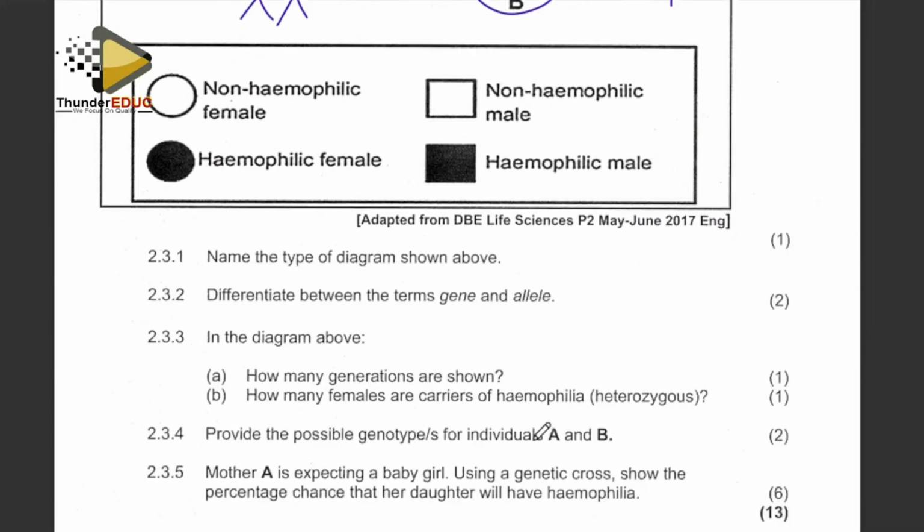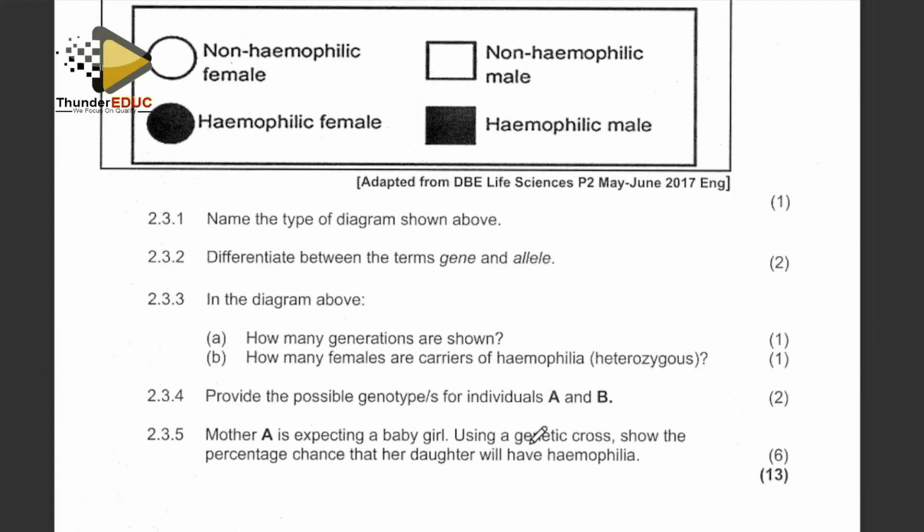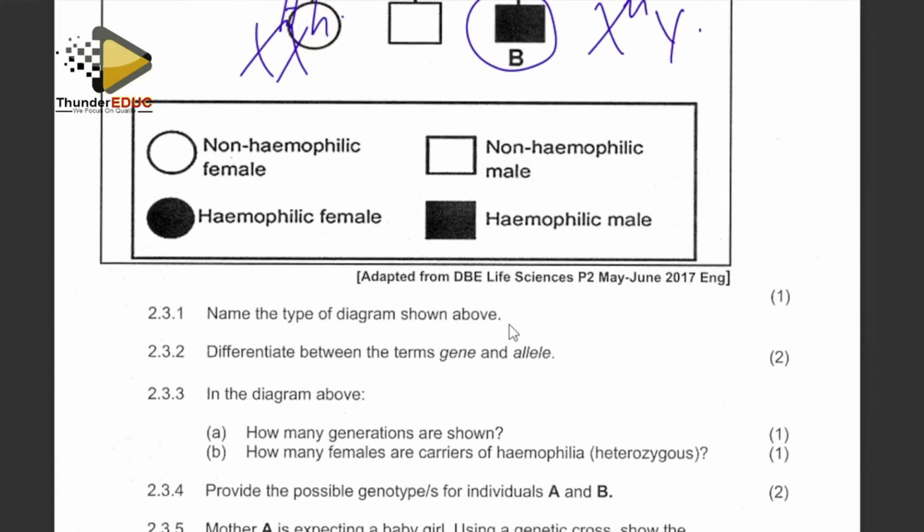All right. They're saying name the type of diagram represented above. We call it what? Pedigree. Differentiate between the term gene and allele. These things, they look the same, but they are different. So a gene is a part of DNA that controls a particular characteristic. And then an allele is an alternative form of a gene. It is a different way in which a gene can express itself.